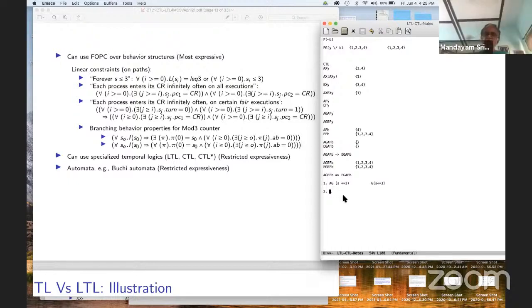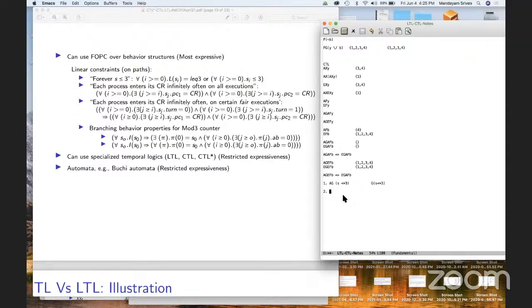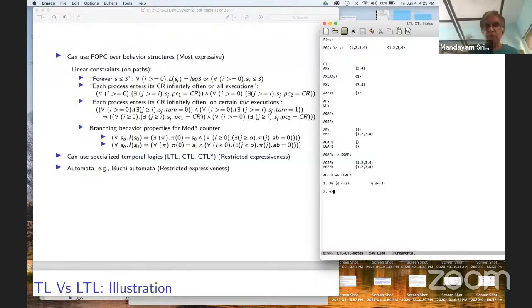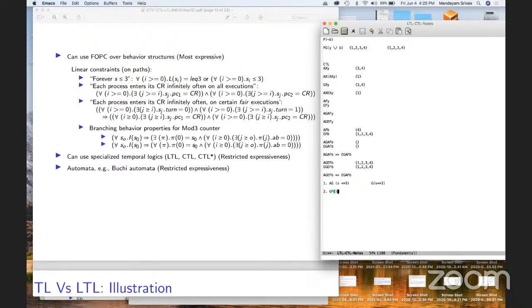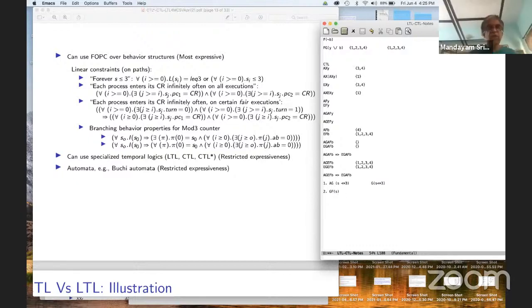Give me first the LTL. It will be GF. You're right. GF of S dot PC1 is equal to CR.